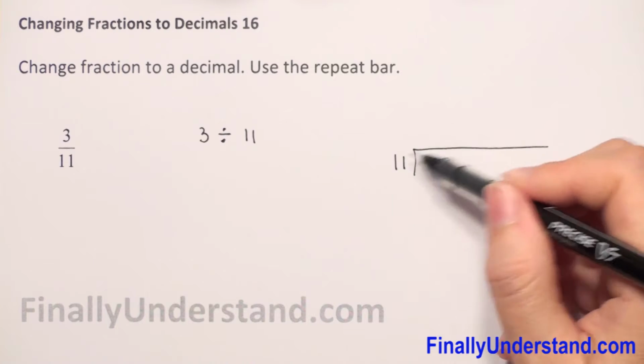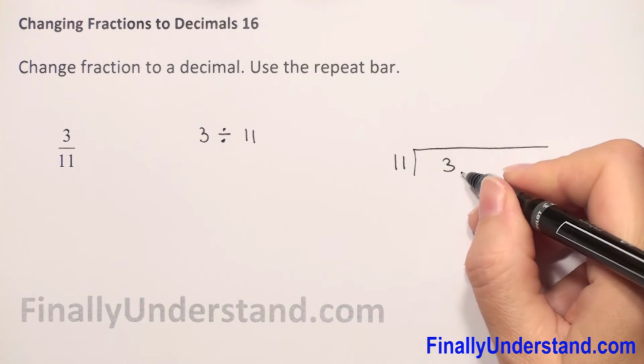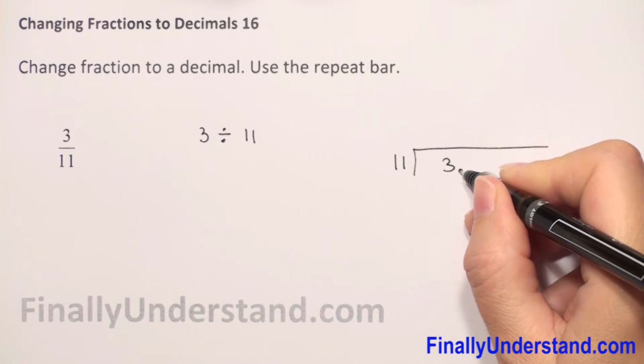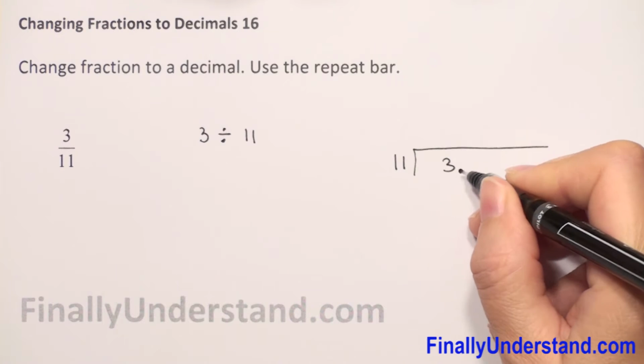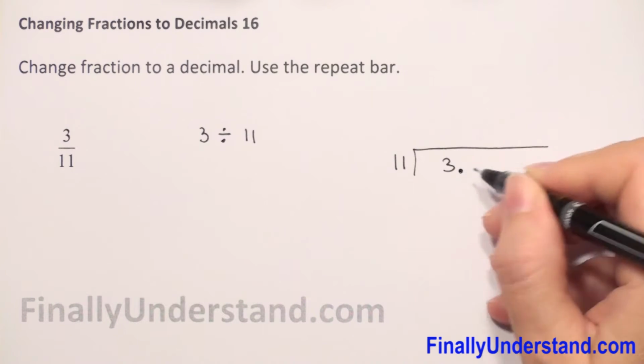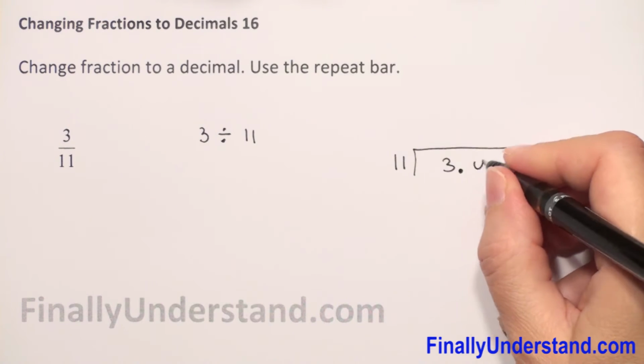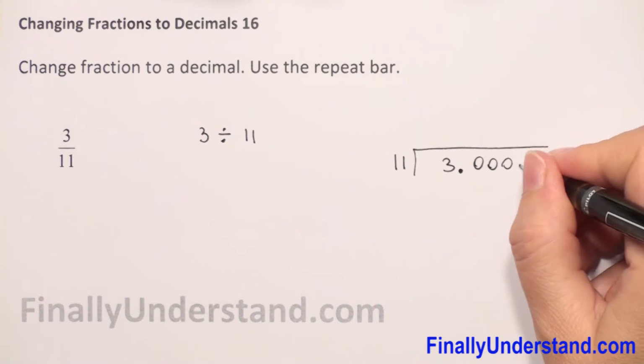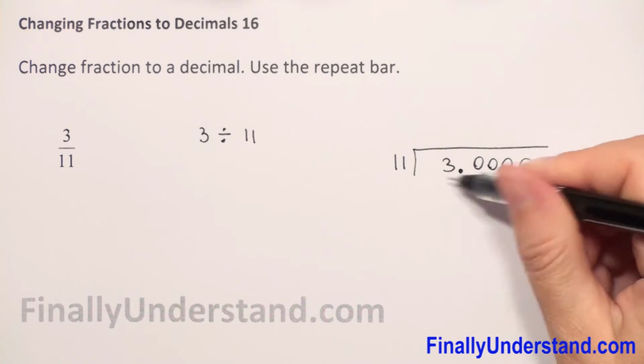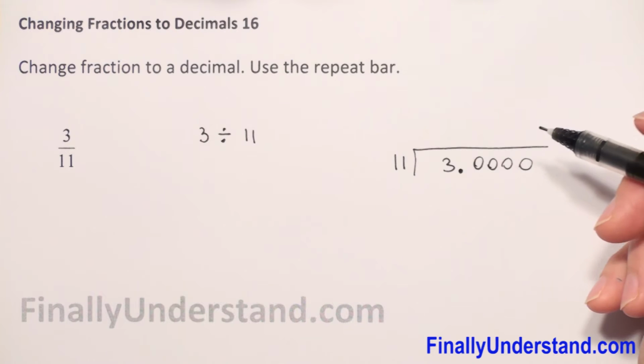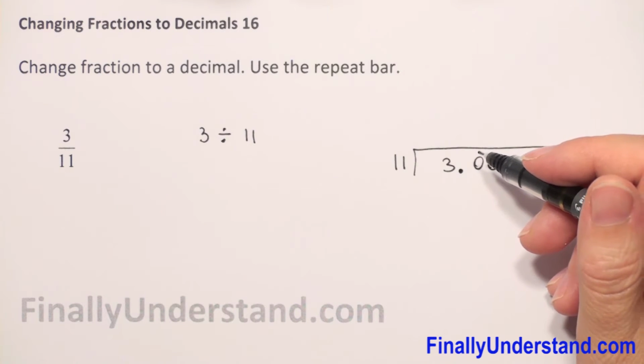Because we cannot divide 3 by 11, after 3 we can always add a decimal point, because this is a whole number. After the whole number is the decimal point, and we will add extra zeros. We didn't change the value of our number, it's still 3. And now we can do long division.